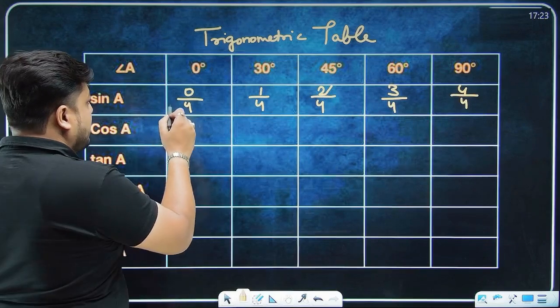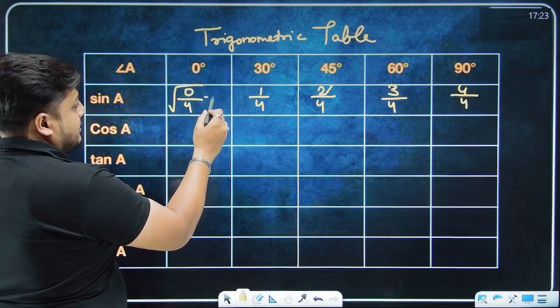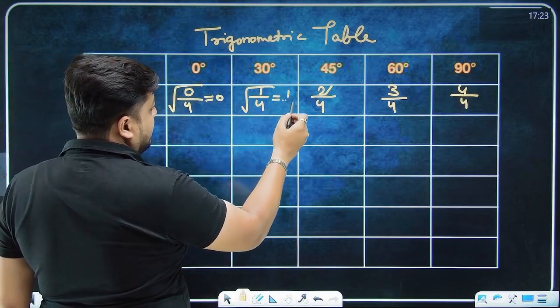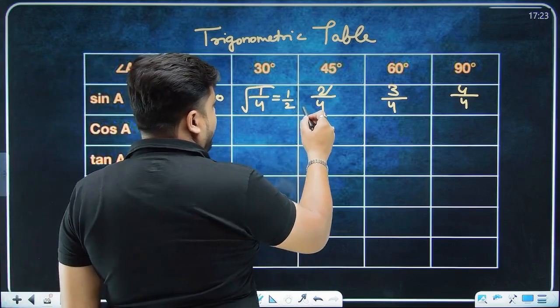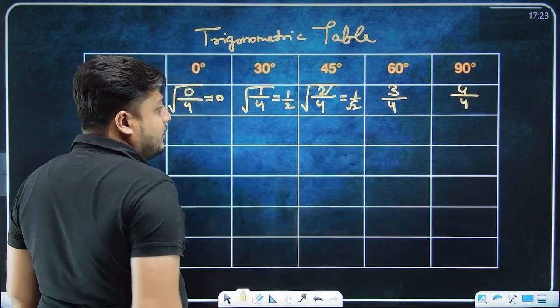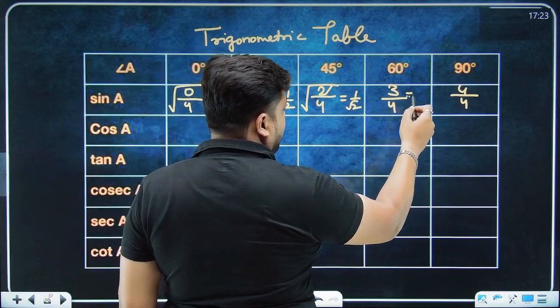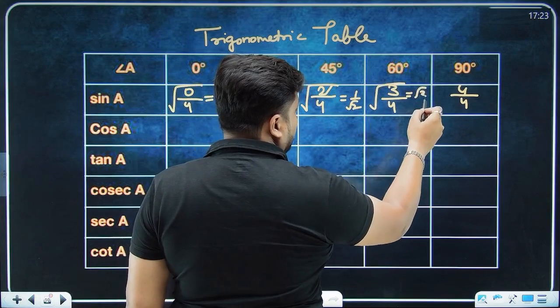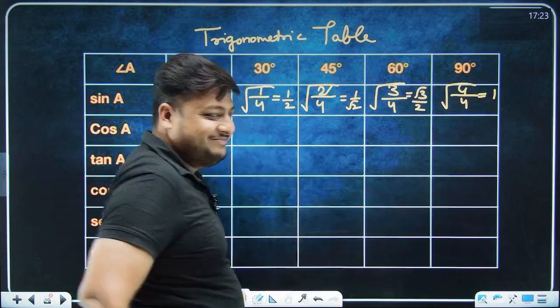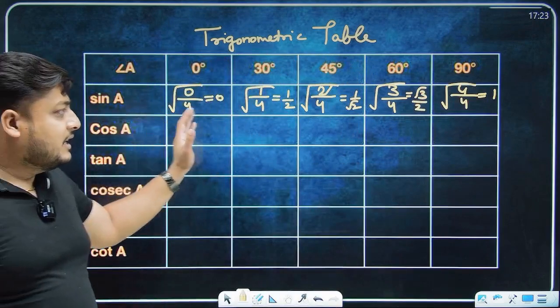So can you tell me what is the square root of this? You will say, sir, 0. What is the square root of this? You will say, sir, 1 by 2. What is the square root of this? So you will say, sir, 1 upon root 2. And what is the square root of 3 by 4? So you will say, sir, root 3 by 2. And what is the square root of this? You will say 1.